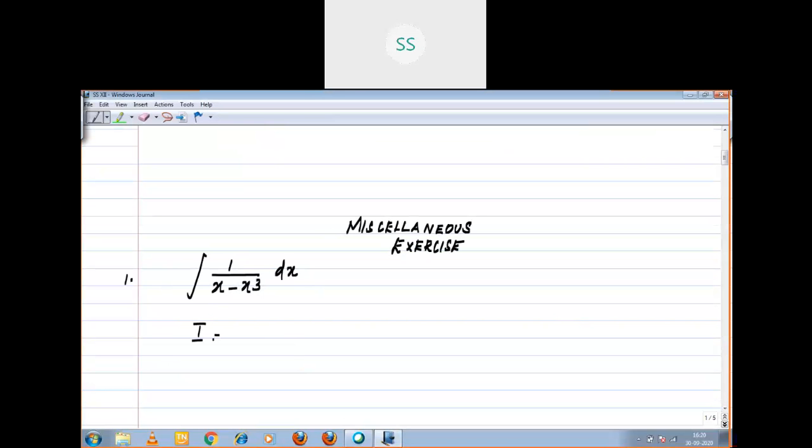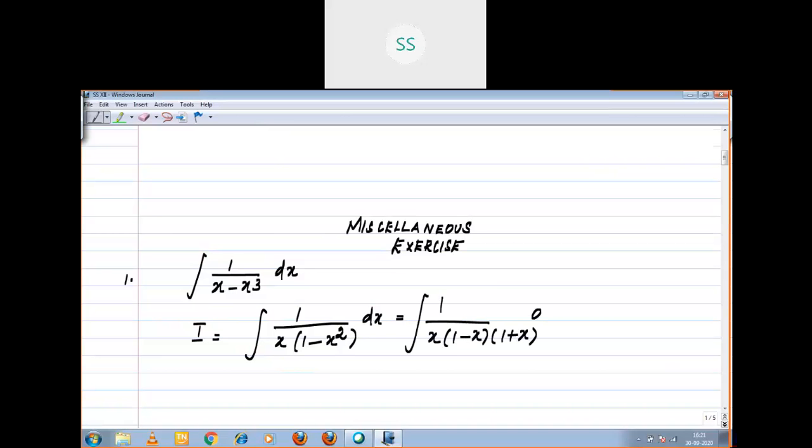I equal to integral. Here I am going to do the modification first, and afterwards I am going to adopt partial fractions. First, I am going to take x as common. Then what can I get here? 1 minus x square into dx. Now, integral 1 divided by x into 1 minus x into 1 plus x dx.